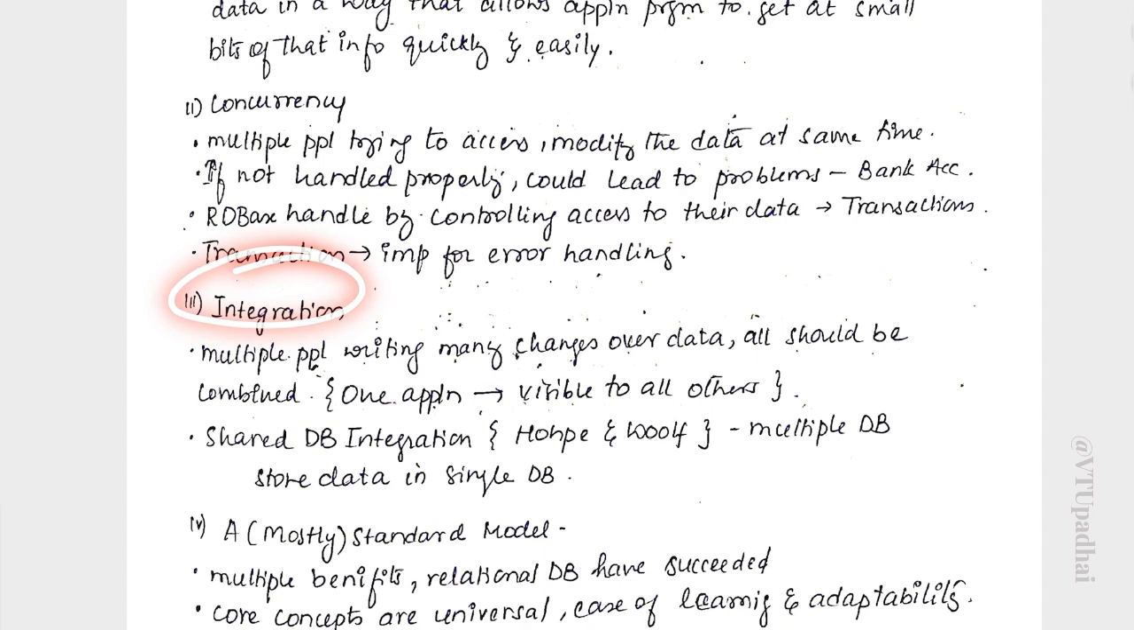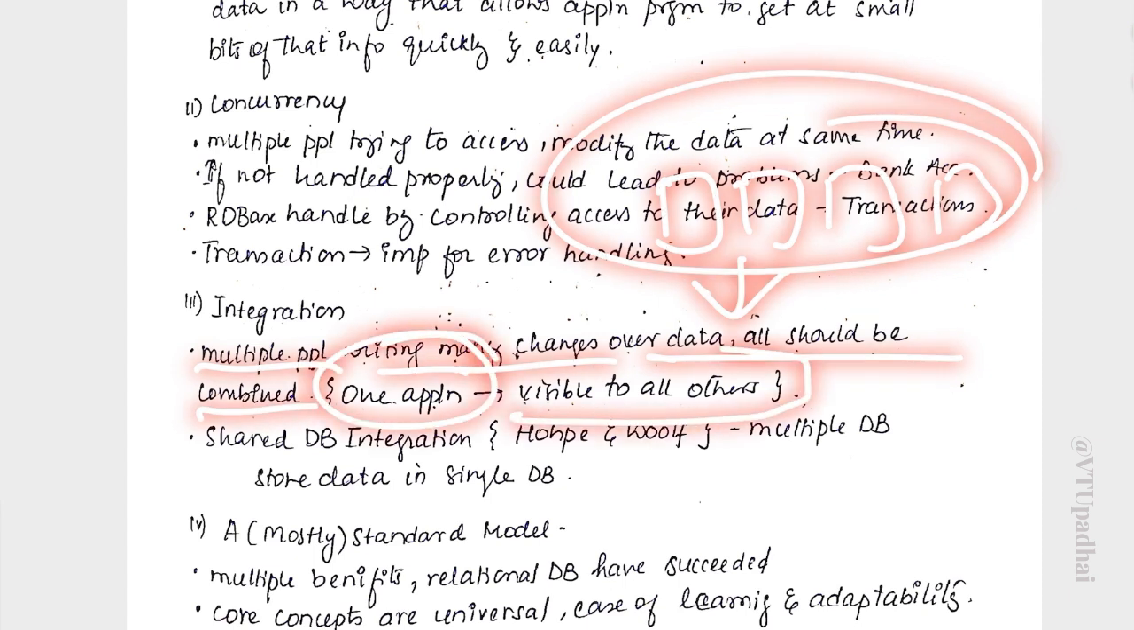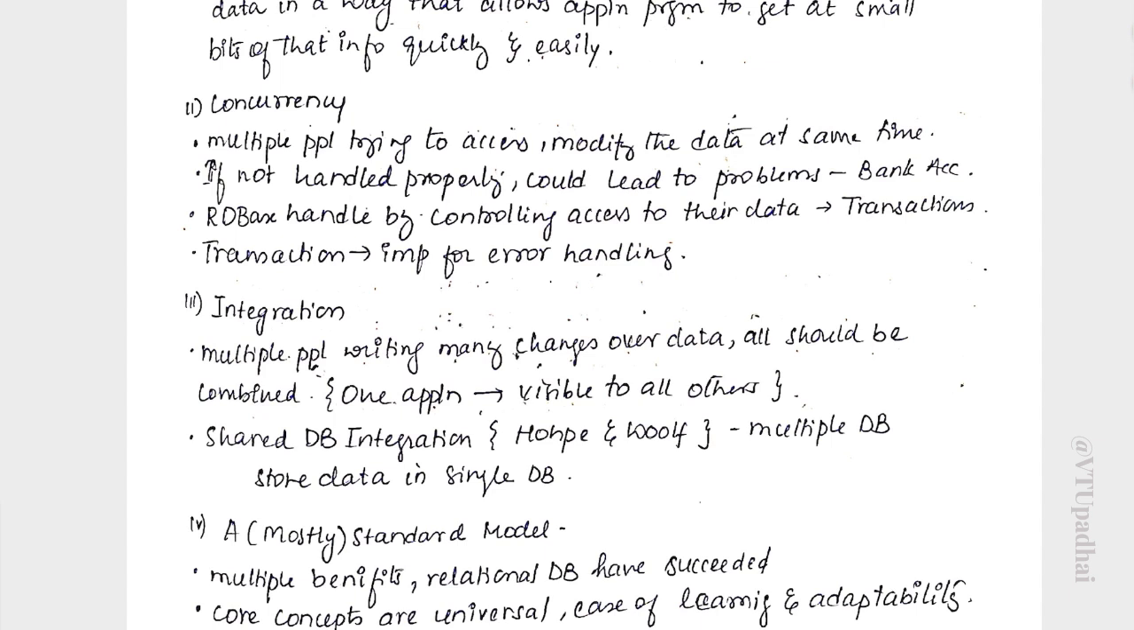Next we have integration. So transactions in relational databases will also have error handling, right? So when a change is made, there could be an error which is occurring during the processing. So either the transaction could be rolled back or it could undo the change which is going on. So this is very important in case of enterprise ecosystems where multiple applications are being developed by different teams, and all these teams need to collaborate on all the data and work together. So multiple people are writing multiple changes over the data, all should be combined. So there has to be one application which is visible to all others, or one platform which is accessible to all others, and thereby they can do required changes.